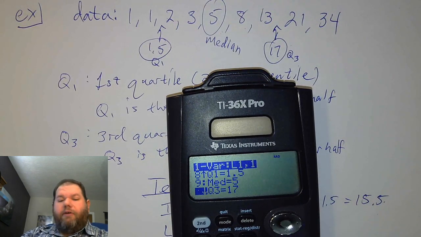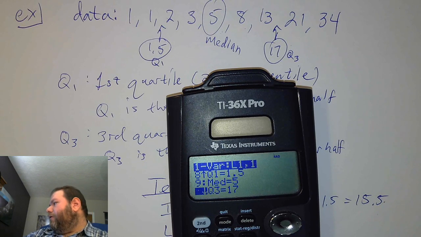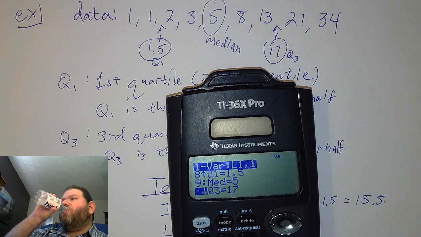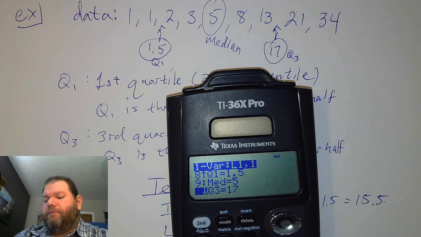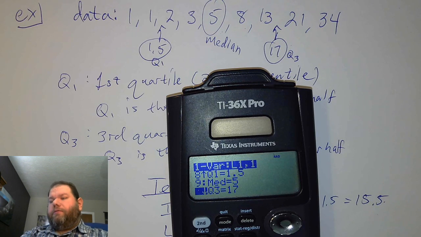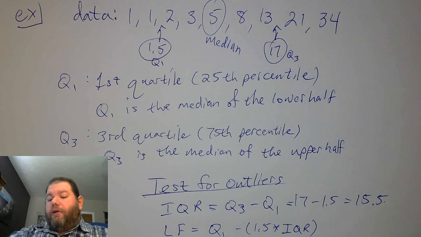So that's how we're actually calculating those values, but doing it by hand, I think, helps us see a little bit better what it is we're actually talking about when we say Q1, median, and Q3. Does anyone have any questions? Okay. All right.